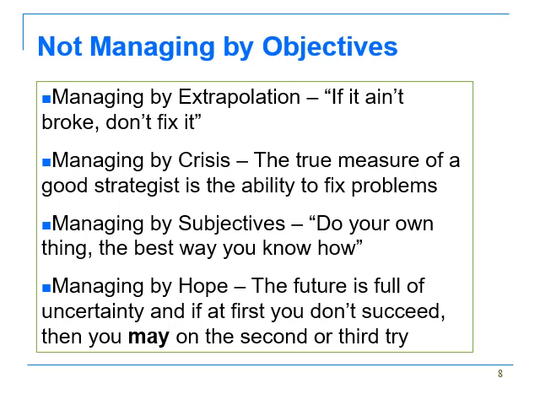The second option is the management by crisis. And what is management by crisis going to say? It is based on the belief that the true measure of a good strategist is the ability to solve problems. Management by crisis is actually a form of reacting rather than acting and of letting events dictate the what and when of management decisions.